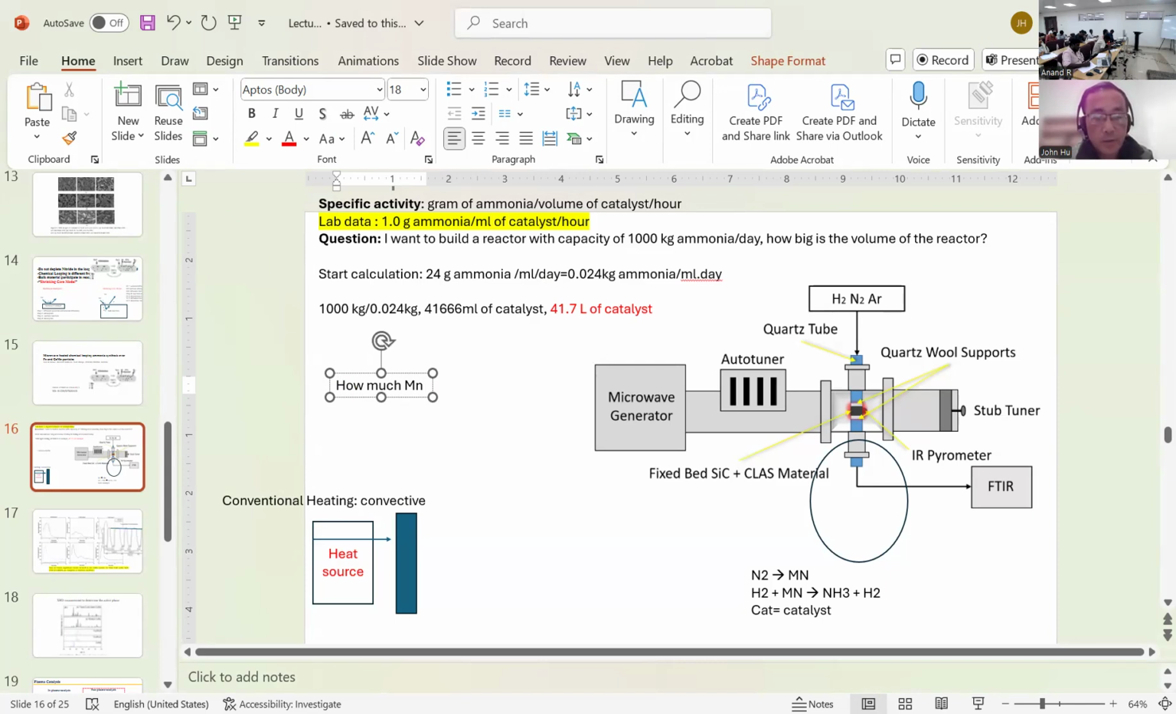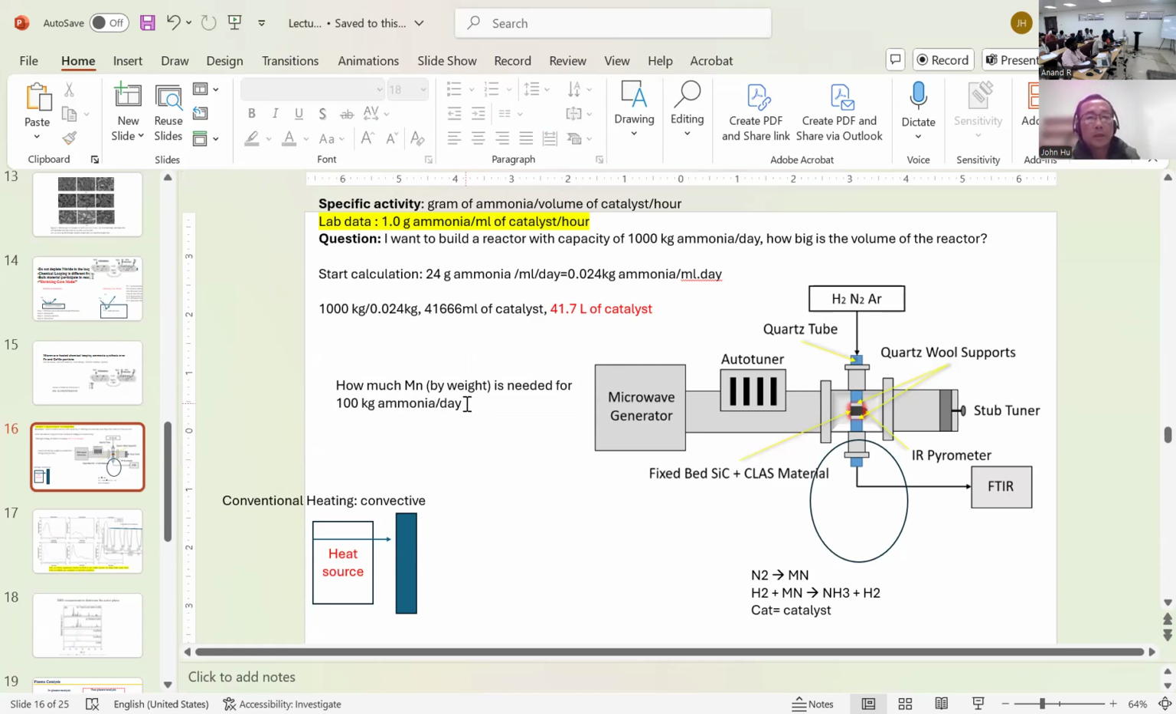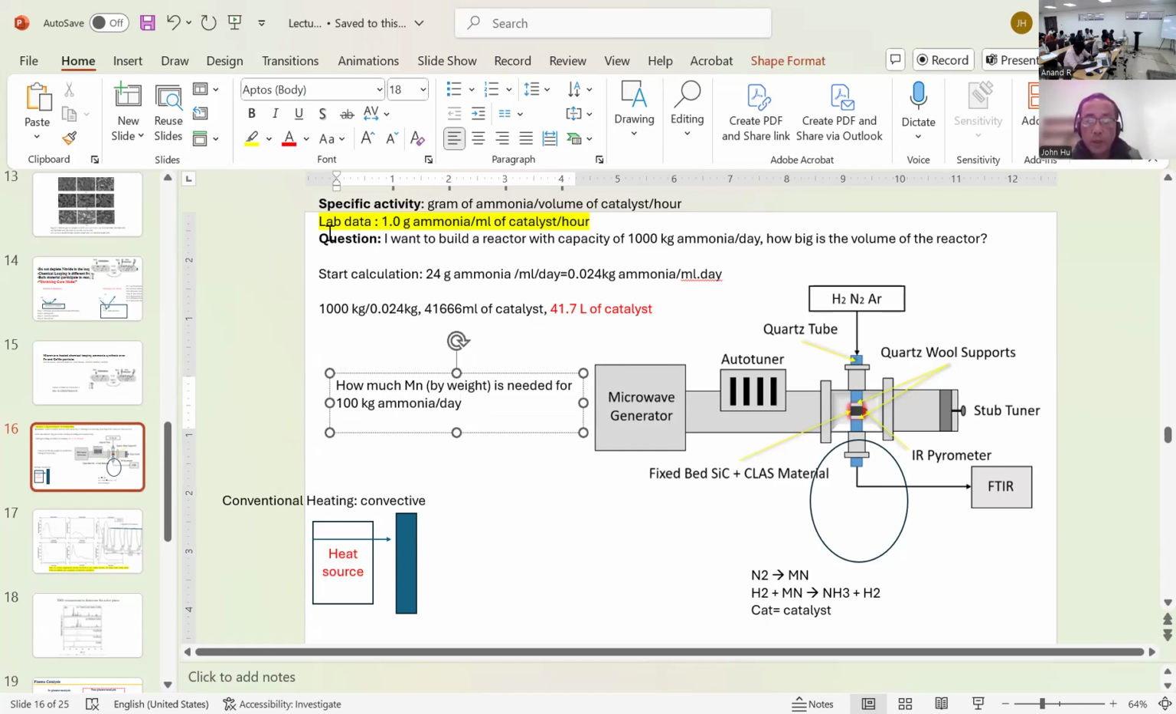How much manganese, I would say by weight, is needed for 100 kg of ammonia per day? The plant, ammonia per day, okay? So keep in mind that the data you are looking for is per hour or per day and per unit of catalyst, okay?